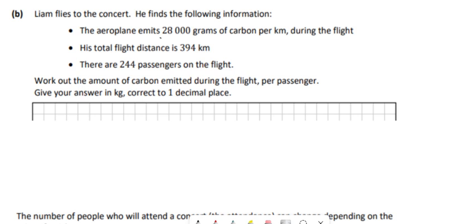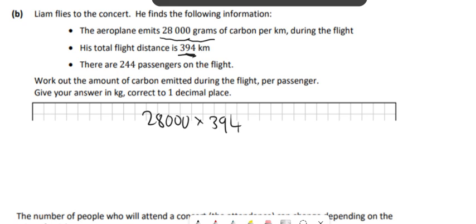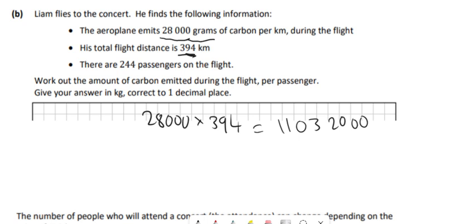Part B then. So the airplane is emitting that amount of grams for every kilometre, and it's travelling 394 kilometres. So we do 28,000 multiplied by 394, and that gives us something very big. So it's 11032000, and then we're going to divide that by 244. And that'll tell us for each passenger, because there's that many passengers. And we get 45213.1. That's how many per passenger.